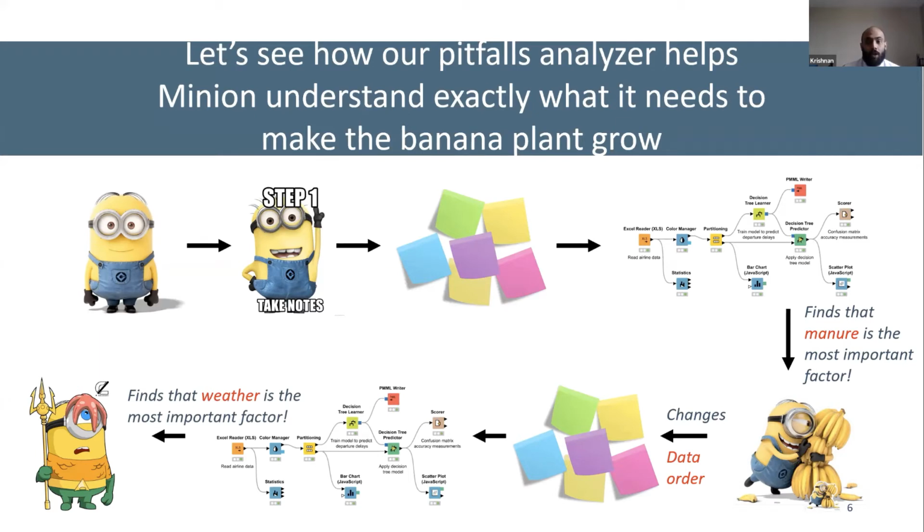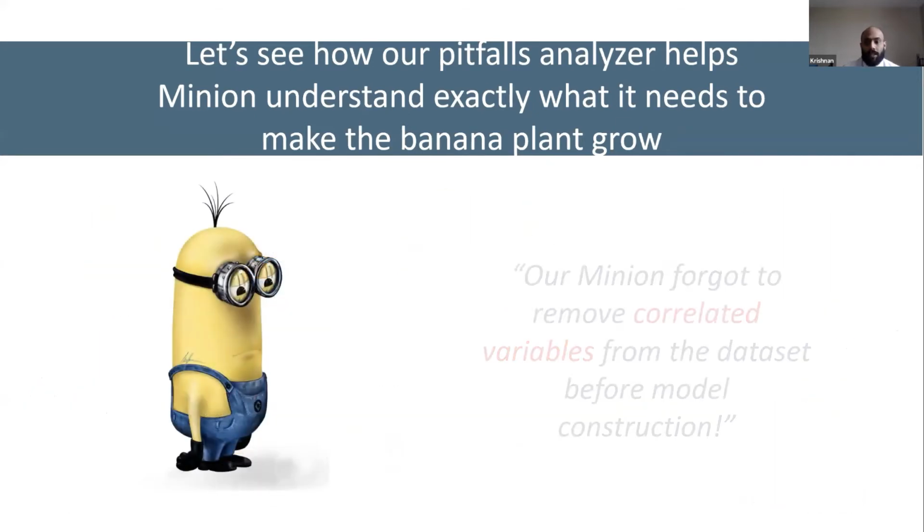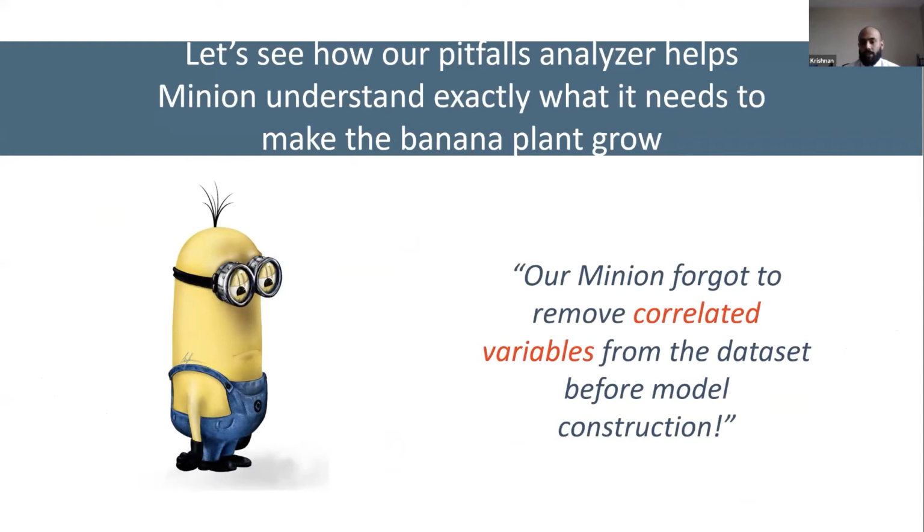So what happened here was that our Minion failed to remove the correlated variables from the data set. If correlated variables are present in the data set, depending on the order in which the data is fed into the machine learning model, the insights that the model generates might vary. So this is one of the very common data science pitfalls that any practitioner needs to be aware of.